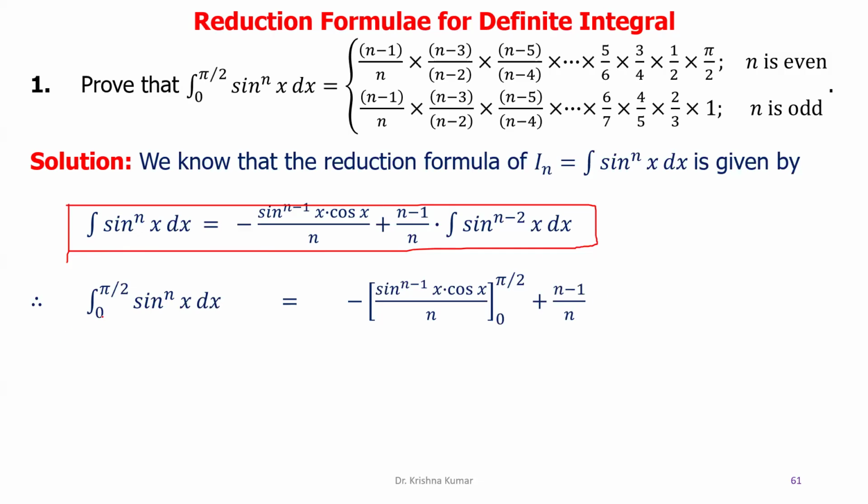So the integral of sin^n x with respect to x under the limit 0 to π/2 is equal to, we just put the limit from 0 to π/2 of minus sin^(n-1) x cos x upon n, plus (n-1)/n times the integral of sin^(n-2) x under the limit 0 to π/2 with respect to x.